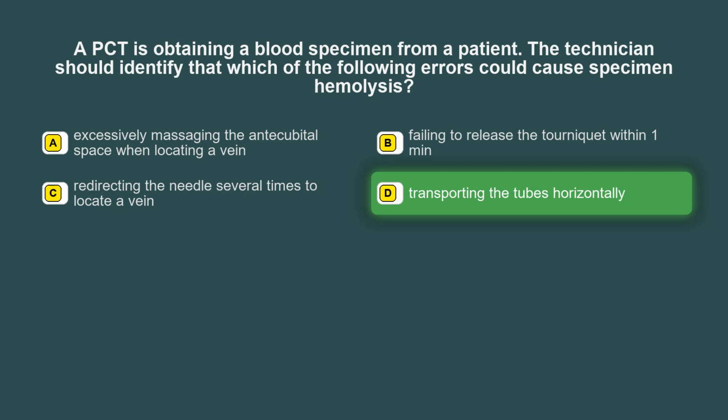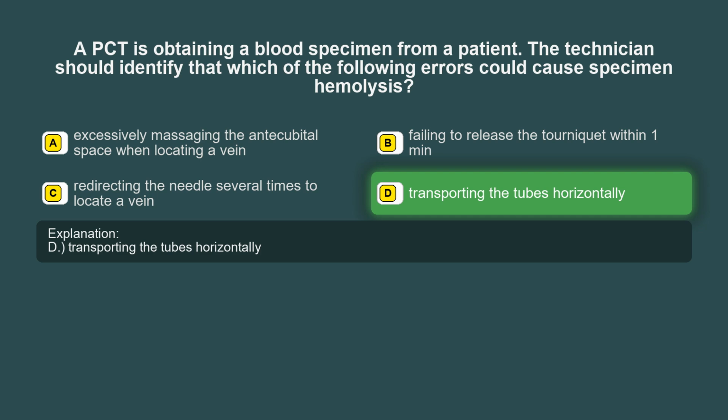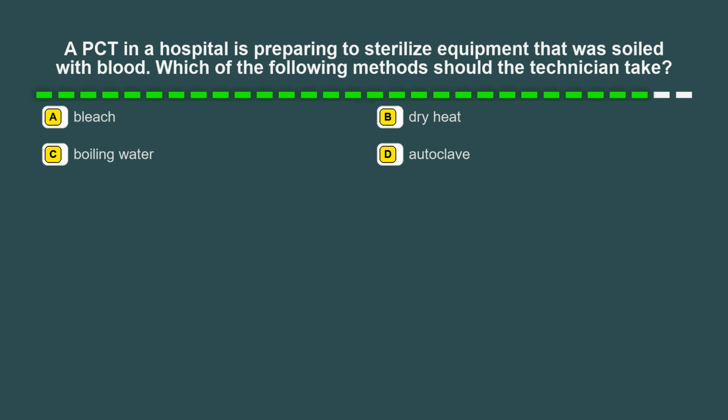The correct answer is option D, transporting the tubes horizontally. Question 66. A PCT in a hospital is preparing to sterilize equipment that was soiled with blood. Which of the following methods should the technician take? Option A, bleach. Option B, dry heat. Option C, boiling water. Option D, autoclave.